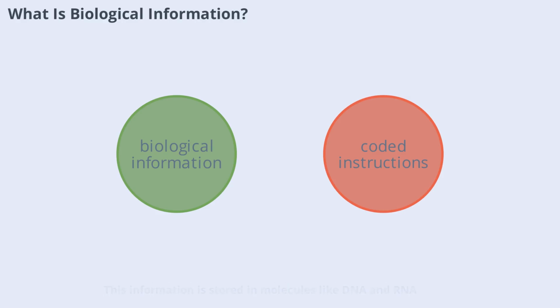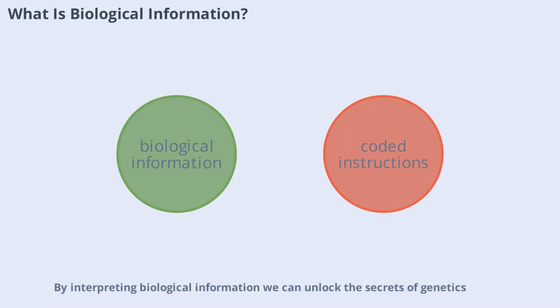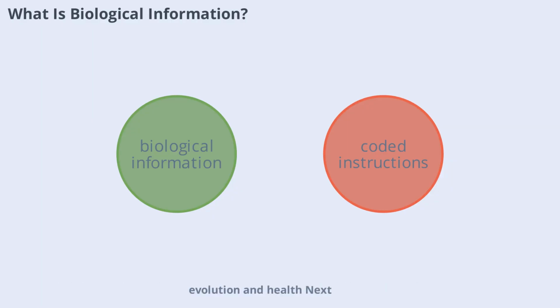This information is stored in molecules like DNA and RNA, which act as blueprints for life. Every cell in your body contains a complete set of these instructions, guiding everything from growth to repair. Scientists study these codes to understand how traits are inherited, how diseases develop, and how life evolves. By interpreting biological information, we can unlock the secrets of genetics, evolution, and health.